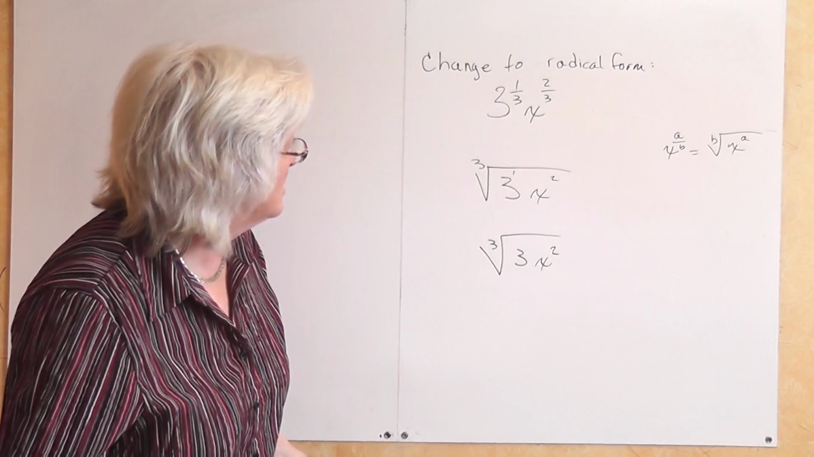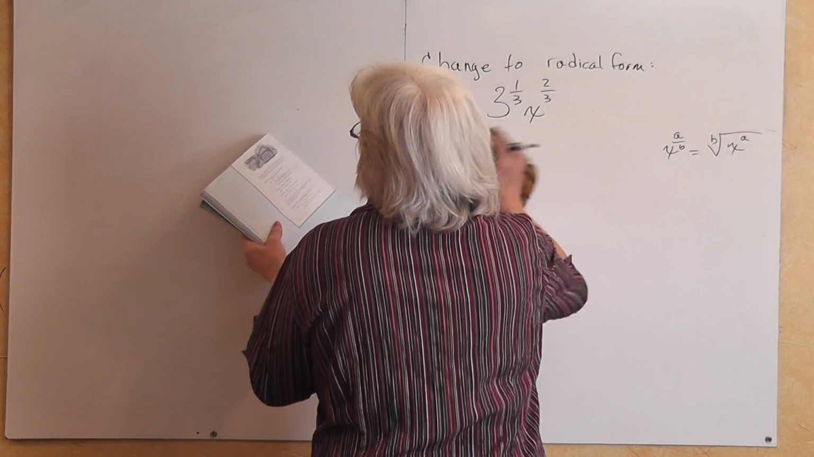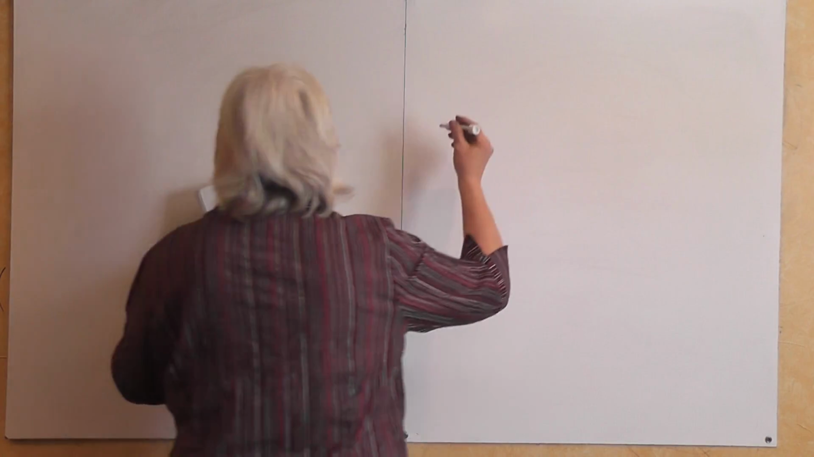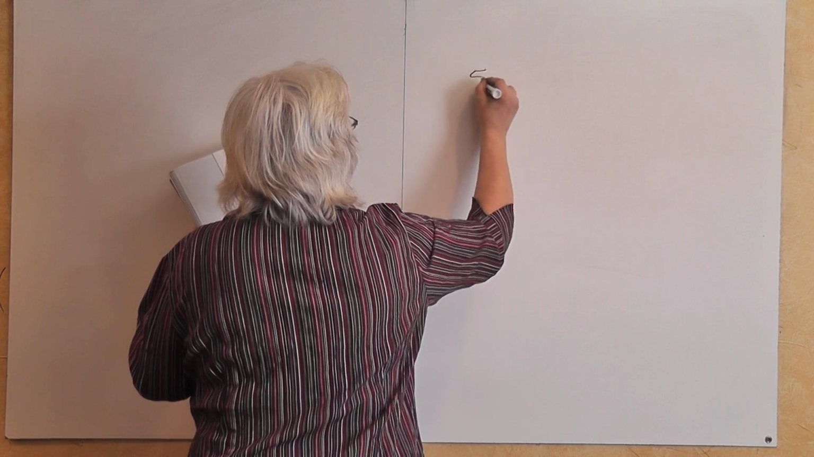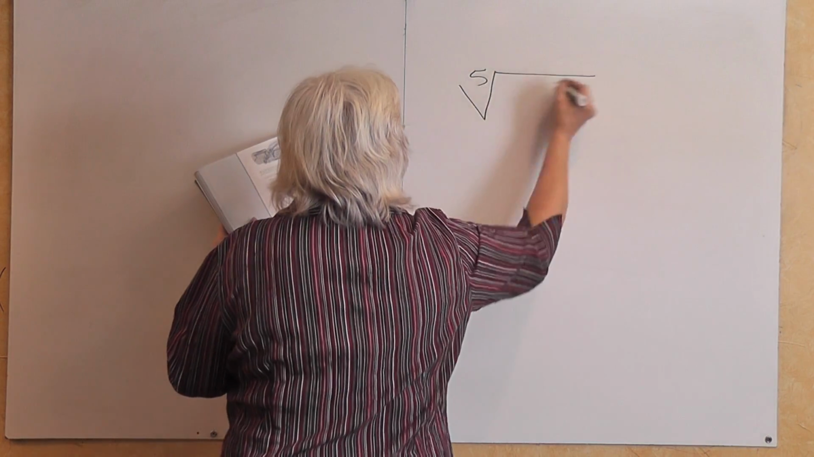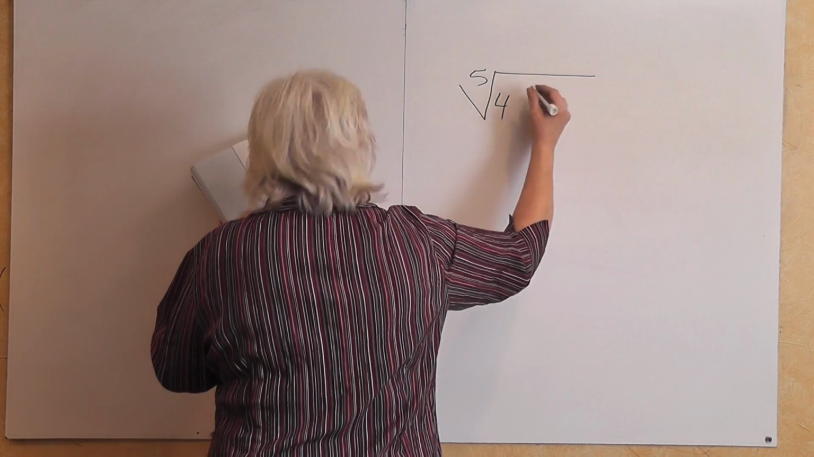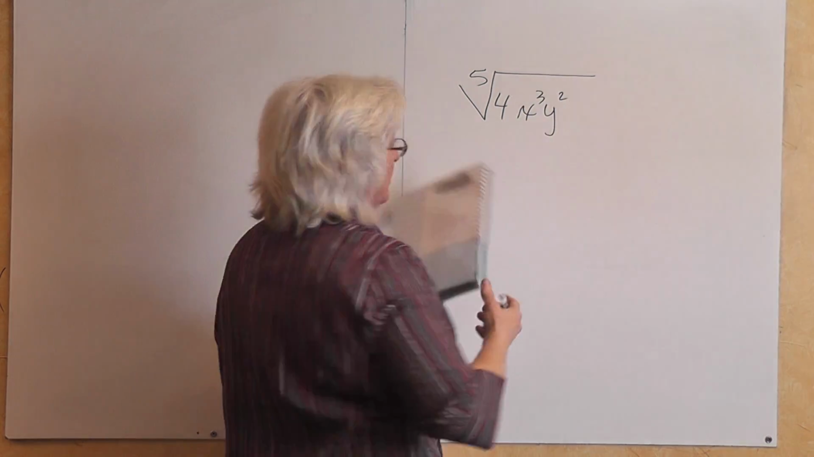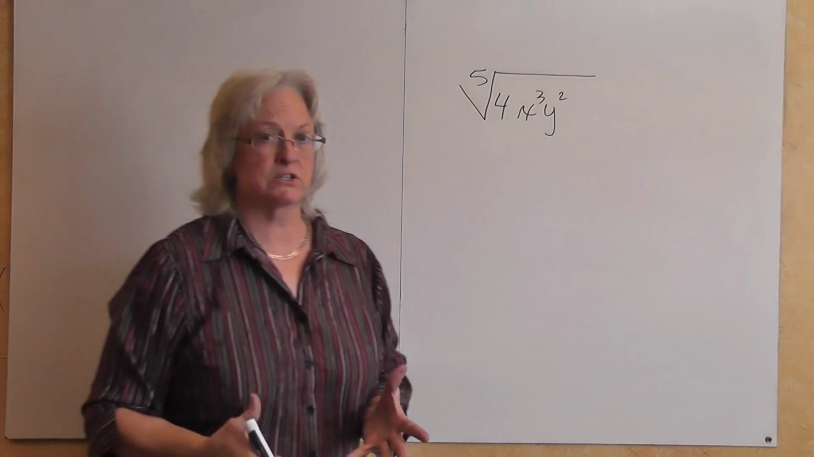Okay? So now, instead of changing to radical form, we're going to change to exponential form. So it means then, of course, that we have the radical form. So the radical form that we have is the 5th root of 4x cubed y squared. 5th root of 4x cubed y squared.